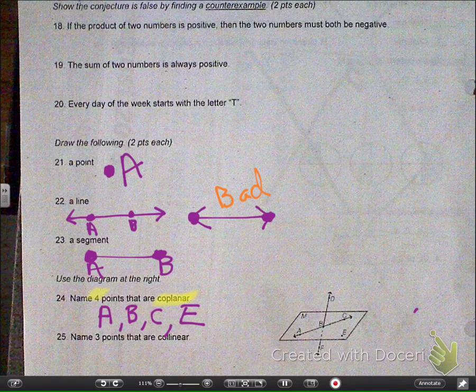Okay, last one. Name 3 points that are collinear. Collinear means? On the same line. What are the 3 points that are on the same line? A, B, and C.